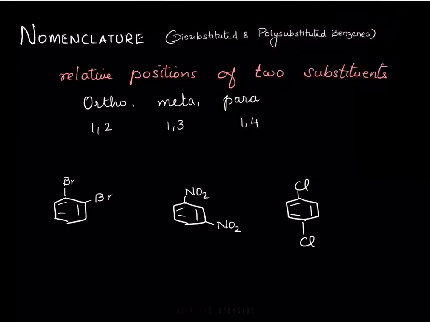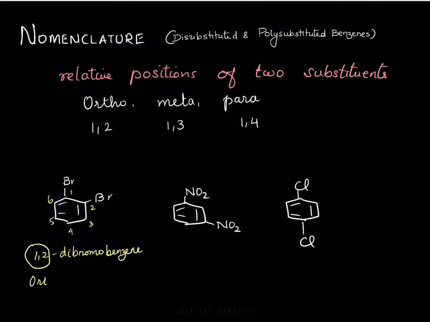Okay, so here's a structure which has two bromines on a benzene ring. And you can give the numbers for it: 1, 2, 3, 4, 5, 6. So the two bromines are in first and second position. So it's actually called 1,2-dibromobenzene. But you can replace this 1,2 with the name ortho, and you can write it as ortho-dibromobenzene as well. So both are right names.